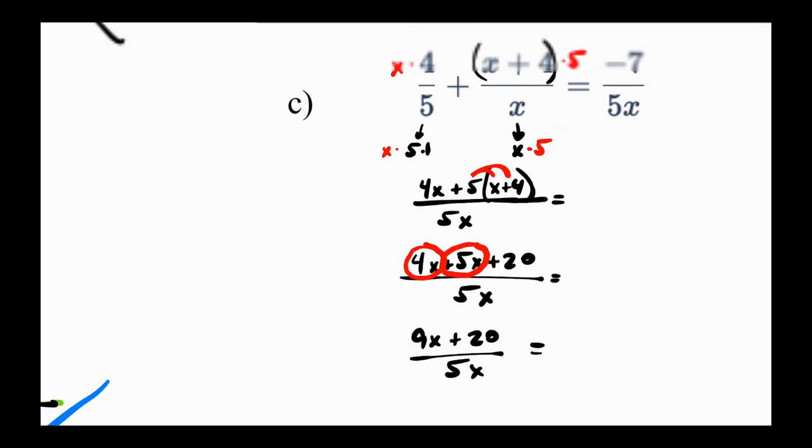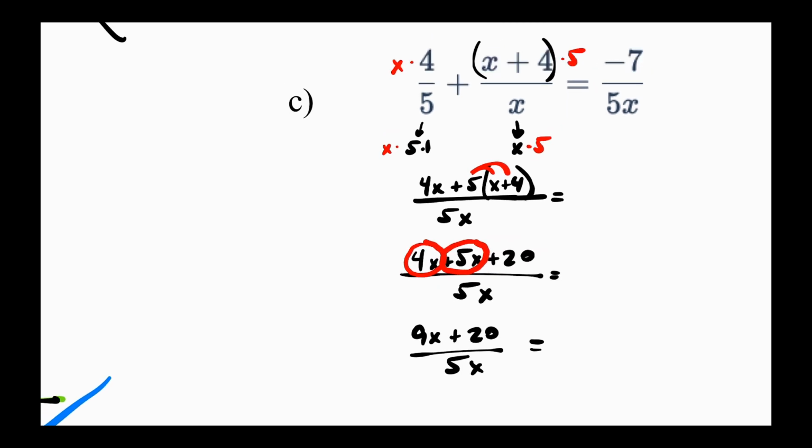Okay, so let me open it back up now. So the negative 7 over 5x I haven't used because I haven't needed to. Now I need to bring it down. Now I have a fraction equals another fraction. What do you think I'm going to do? Take a shot in the dark. Cross multiply. Yep. Cross multiply. And the steps repeat themselves.